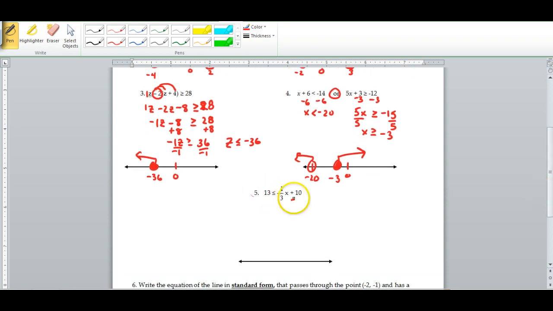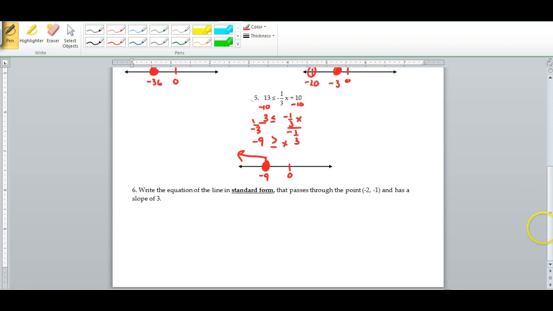For number 5, you got to subtract the 10 first, and you get 3 is less than or equal to -1/3 x. You divide both sides by -1/3, divide by -1/3. Now I divided by a negative, so my inequality reverses, and so it goes from less than or equal to greater than or equal to x here, and this is -9. So x is less than or equal to -9, which is this way.